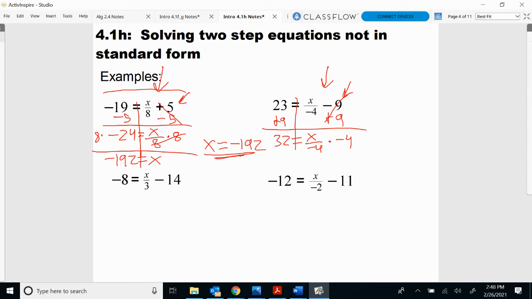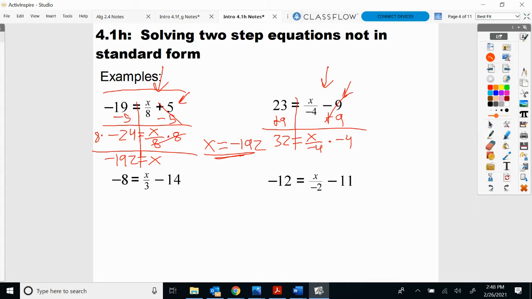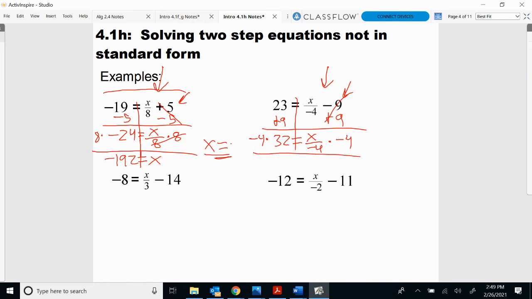All right, and I kind of didn't leave much space for me over there. I'm going to erase this here, so that way we got some spot to work. So this side also gets multiplied by negative 4. Okay, do that. So we got 32 times negative 4, and that's going to get us negative 128, and we get those 4s out of there, and we have our x over there.